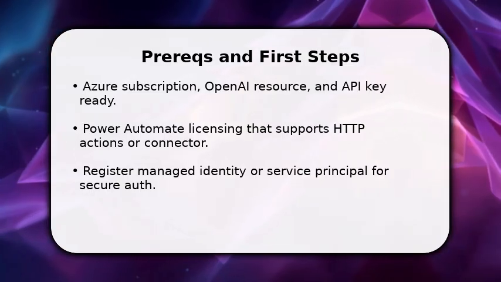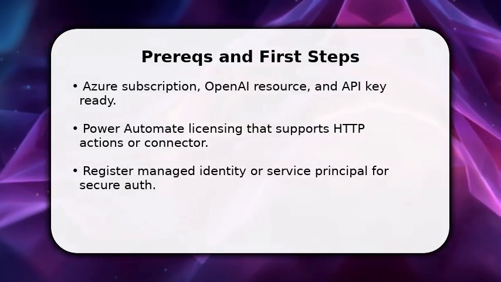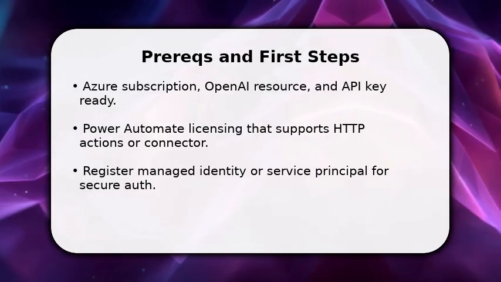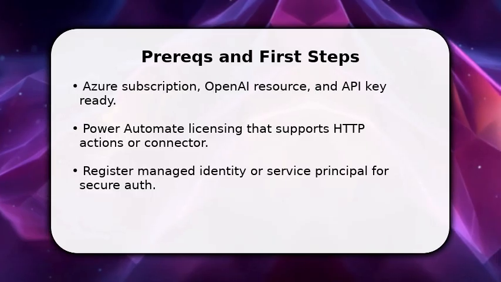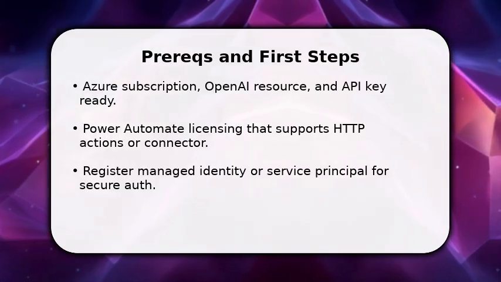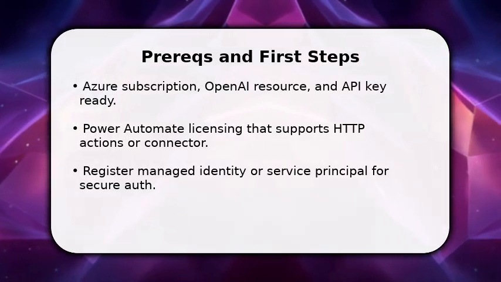Next, add an HTTP action and set method to post. Make sure to target the OpenAI endpoint region. Also, configure headers for authorization and content type so the request is accepted. This gets you into the live request phase quickly.